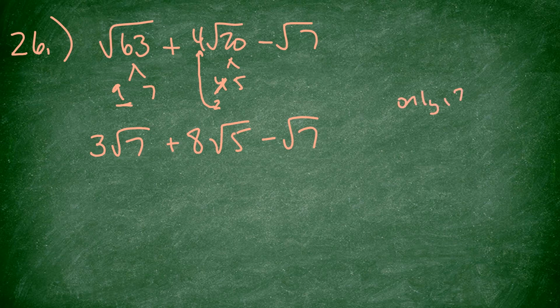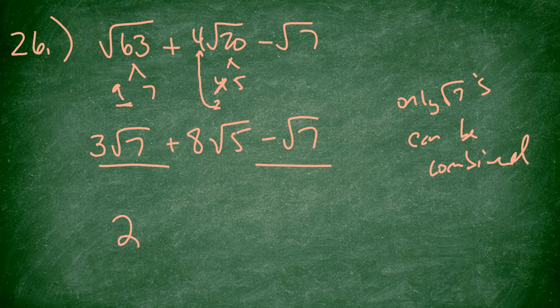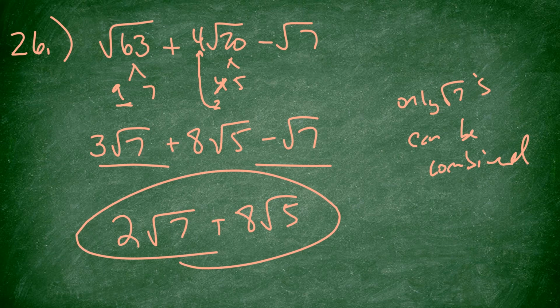Only the radical 7's can be combined because they're the only ones that are like terms. So those two can be combined. If I have 3 radical 7's and I take away radical 7, 3 minus 1 is 2, so it's 2 radical 7. And I just add the 8 radical 5 next to it. And that's it for 26.